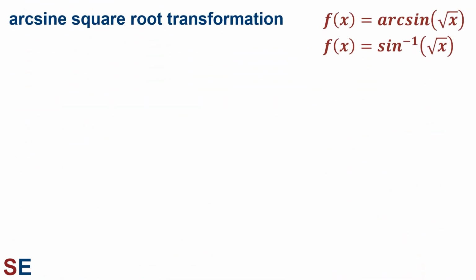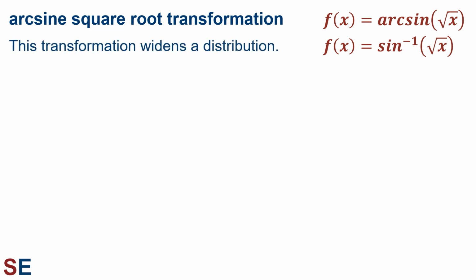The next transformation is the arcsine square root transformation. f of x is the arcsine of the square root of the data value x. The two equations shown are the same. There's just two different notations for the arcsine function. In contrast to the previous transformations, which were about shrinking distributions, this one widens distributions. That makes it useful for cases where the data is too centralized compared to the normal distribution.